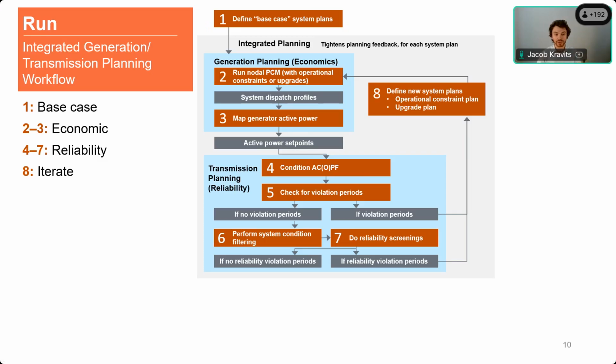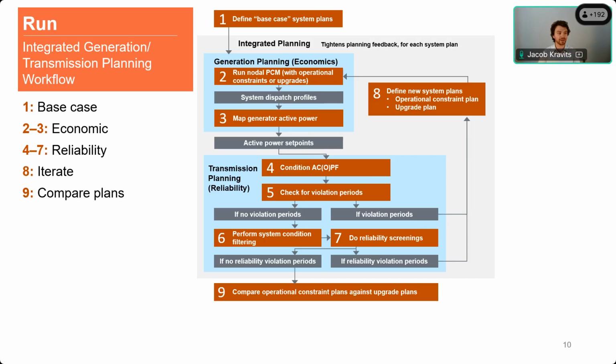So once you're starting to converge, you have to compare these different system plans that you come up with. This comparison is often a multi-objective problem, right? How do you balance cost effectiveness and reliability? In the guidebook, we give some targeted recommendations and some examples of cost effectiveness tests that are very common in the industry today.